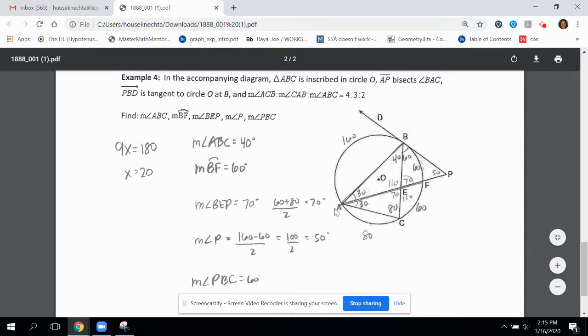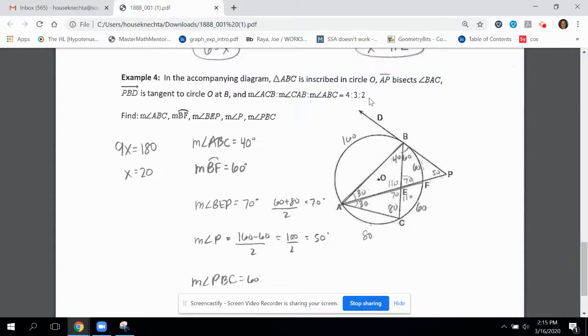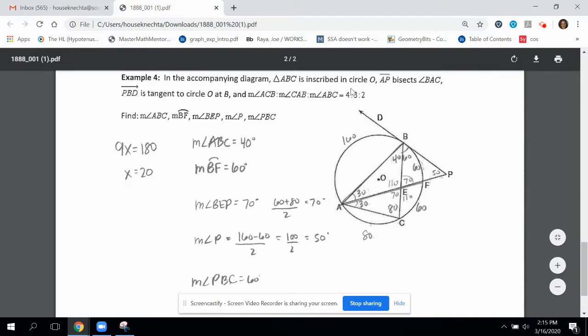So it says that angle ACB, angle CAB, and angle ABC are in a 4:3:2 ratio. Well, here's the deal. I know it's in a triangle, I can think of those as each 4x, 3x, 2x. They're angles, so up to 180. So I went ahead and I found that x was 20, and I plugged in those angle measures.